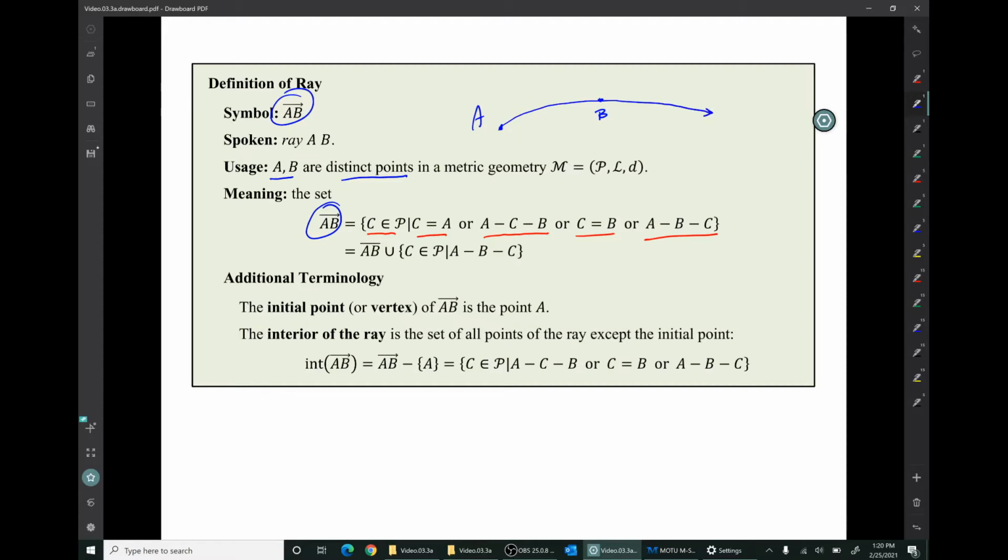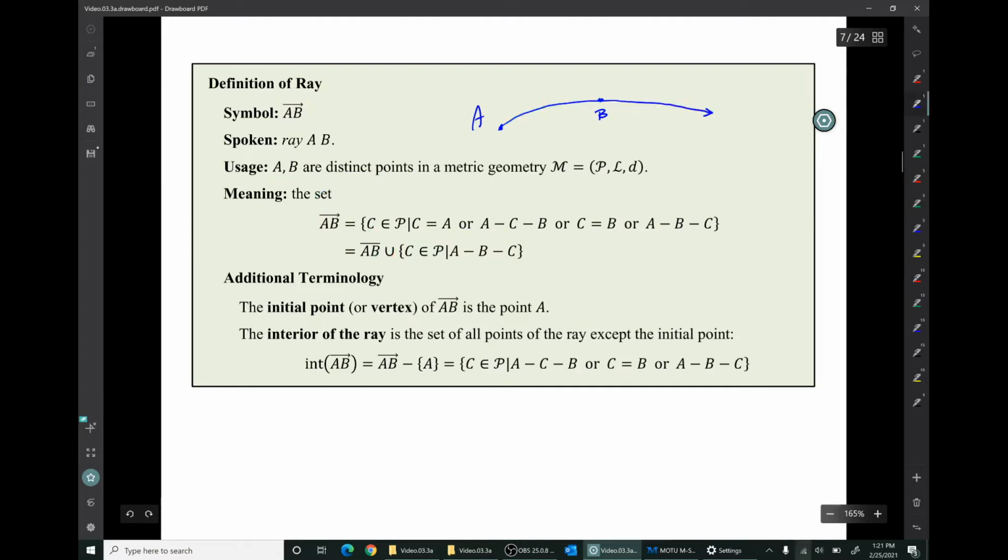Now notice that this set consists of C's that satisfy this requirement, and in addition, some more C's that satisfy that requirement. Well, all the C's that satisfy this requirement are points C that live on the segment AB. So in other words, we can write that the ray AB is the union of segment AB and this additional chunk. So in the picture up above, that would be segment AB union this additional stuff.